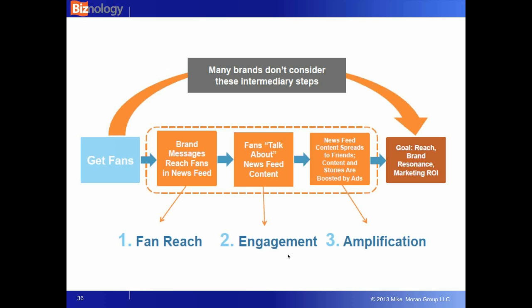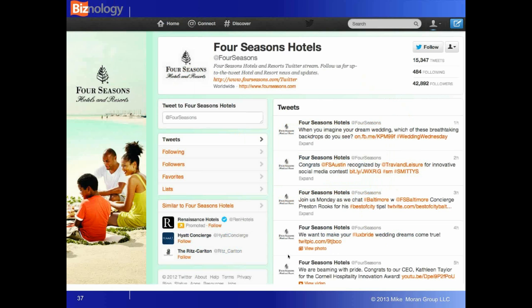So some examples. Four Seasons Hotels is very active in terms of what they do with Twitter and Facebook to engage their fans and followers to actually share their content. And what they really do is talk heavily to the influencers. Notice the responses here, they're responding to people who are active on Twitter to get those people to help tell their story for them.